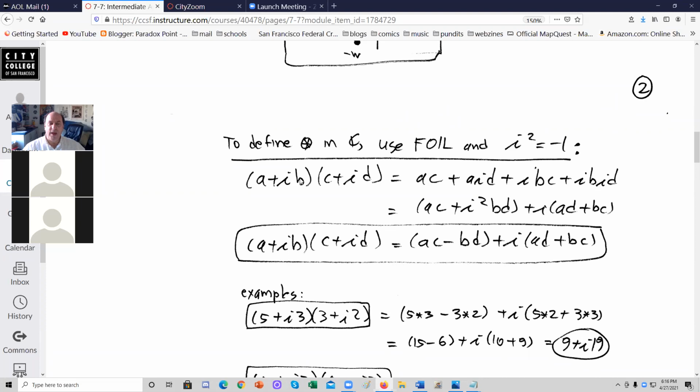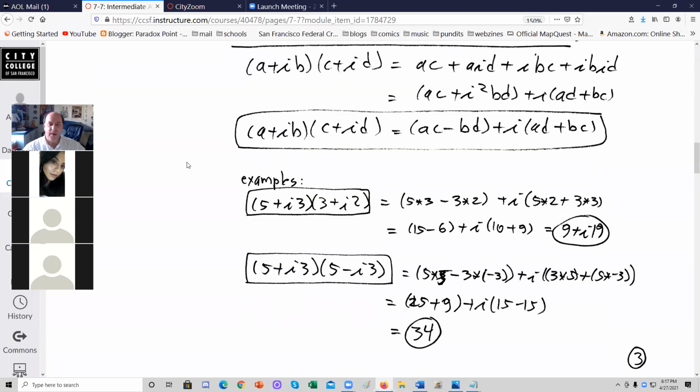So for example, a plus ib times c plus id, well, first is ac, outer is a times id, inner is i times bc, and the last is ib times id. Now the thing is, okay, so aid, ibc, we pull these together, collect them into i times ad plus bc. ac, and these are i squared, bd. Now the thing is that i squared is by definition -1. So this part equals ac minus bd. So a plus ib times c plus id equals ac minus bd plus i times ad plus bc.